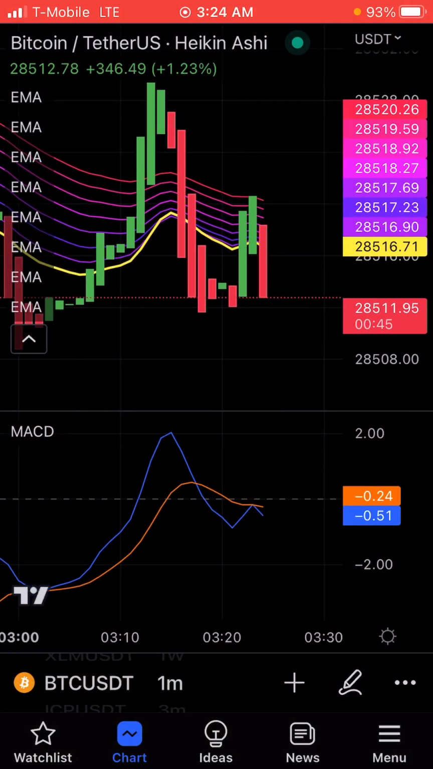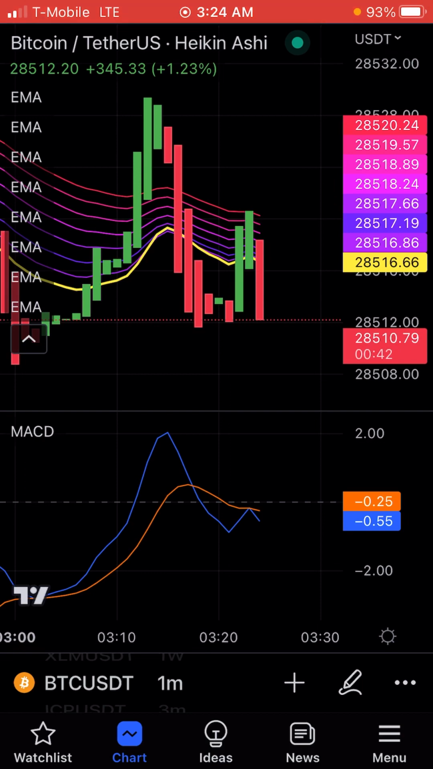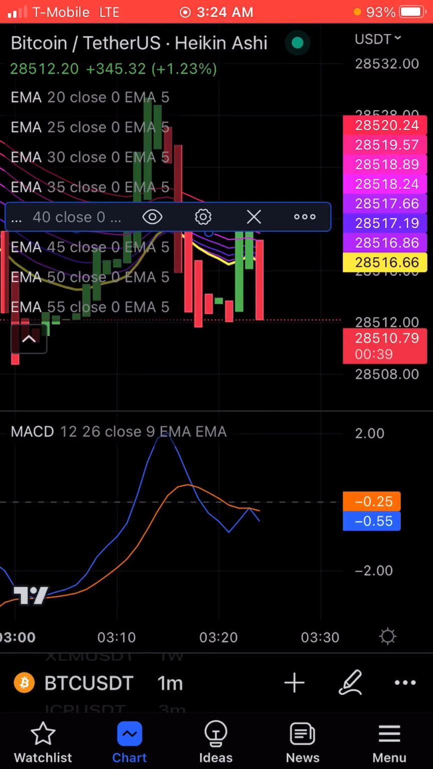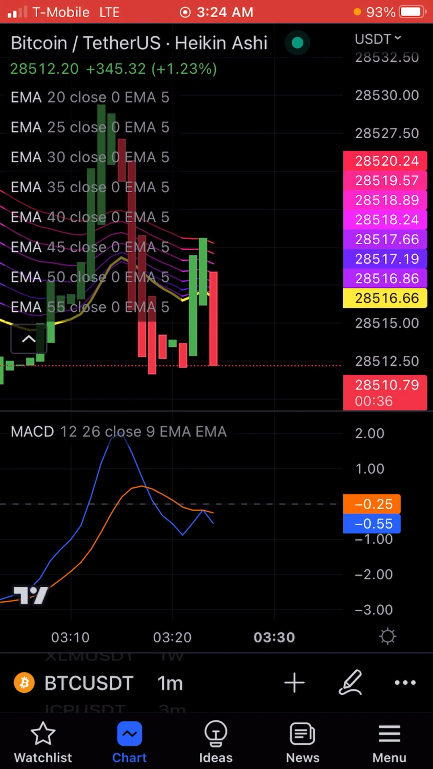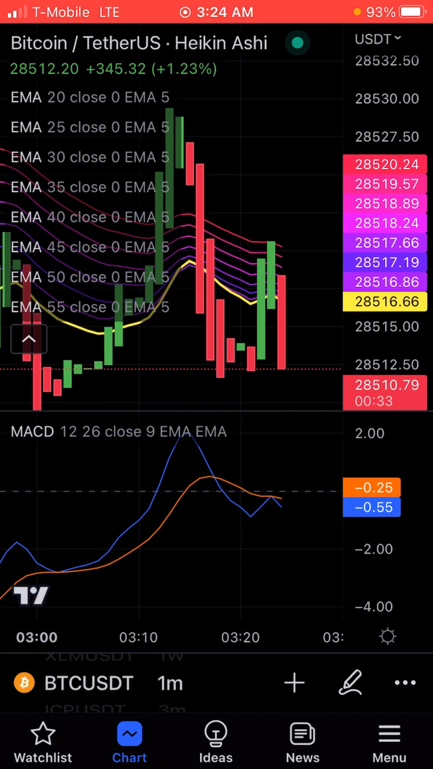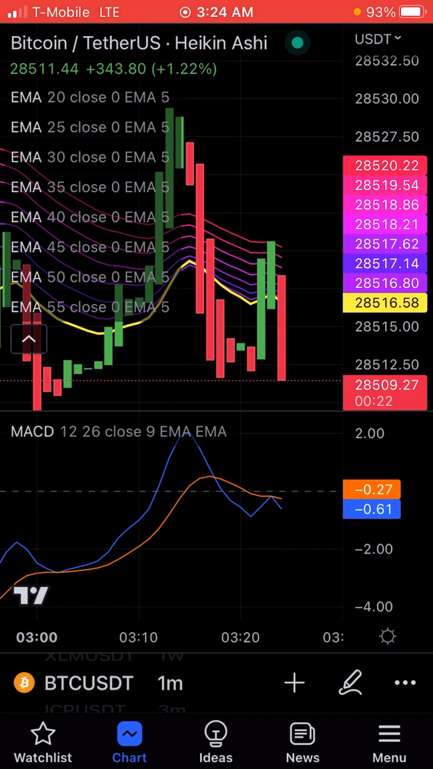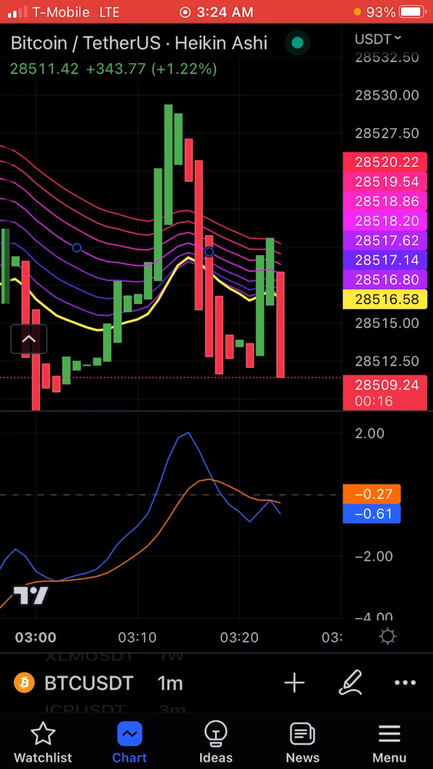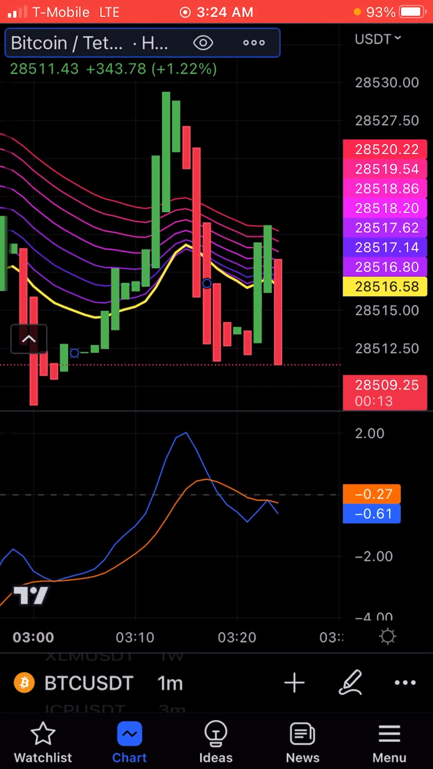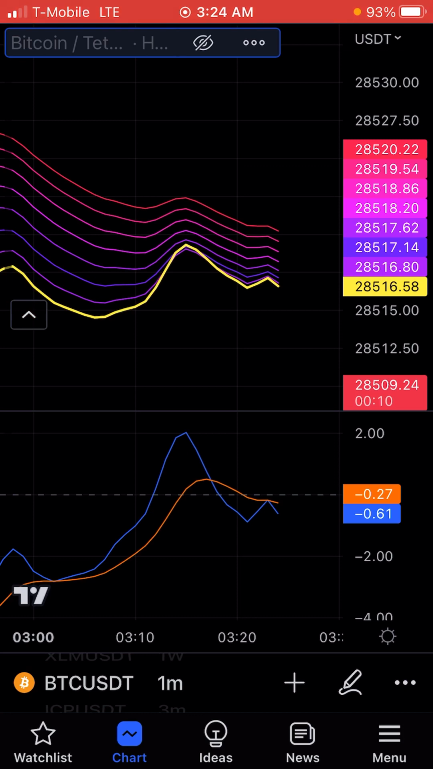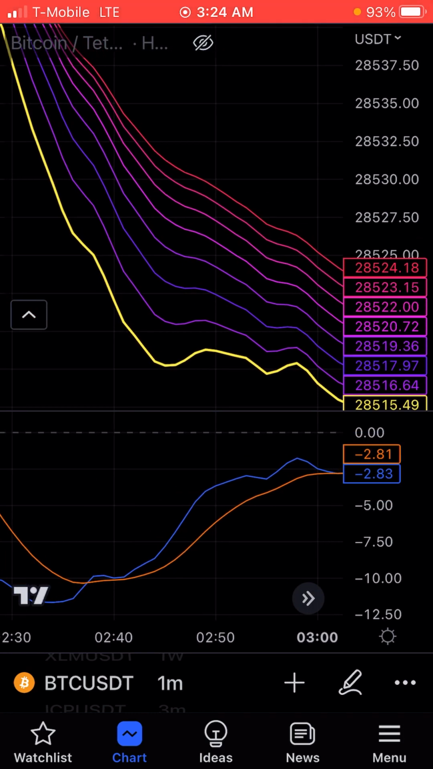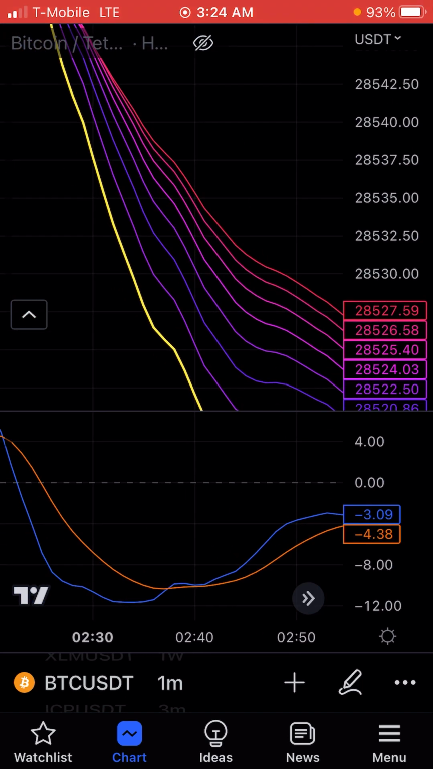Okay, the thing you need to set up is your EMAs, your moving averages: 20, 25, 30, 35, 40, 45, 50, and 55. I make the 20 yellow so it stands out from the others, because that's the one you're going to be following most of the time. The strategy is really simple to follow. Sometimes it helps if you just turn off the candles. You can do this on whatever time frame you want, but I have mine on the minute.